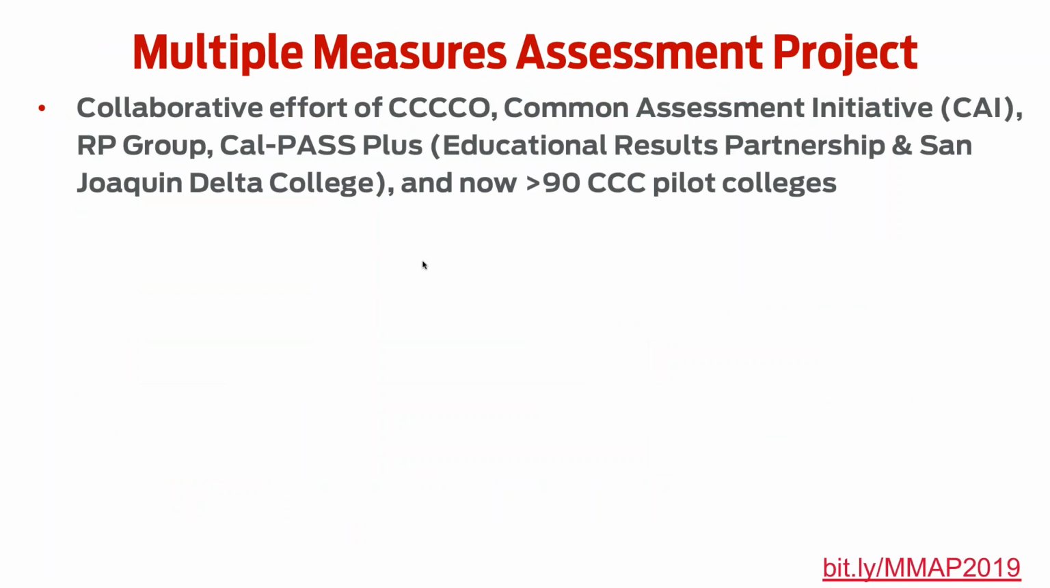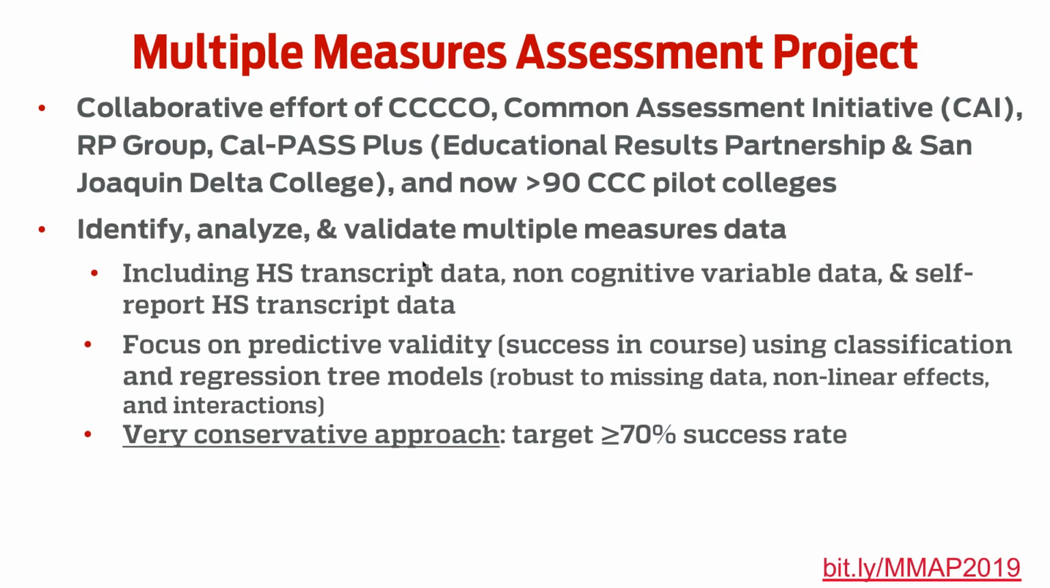So I want to jump to the multiple measures assessment project. This is a huge project. It started off with 10 colleges participating. We now have almost the entire system participating in one way or another. We're kind of wrapping up this project as we shift into a new era in California, and I'll talk about that a little bit later. But we have about 90 colleges across the system that are participating in one way or another. I'm going to talk a little bit about the results for some early adopters in a minute.